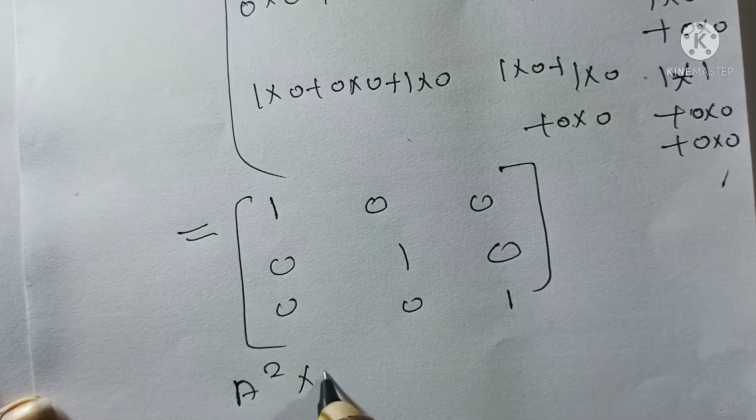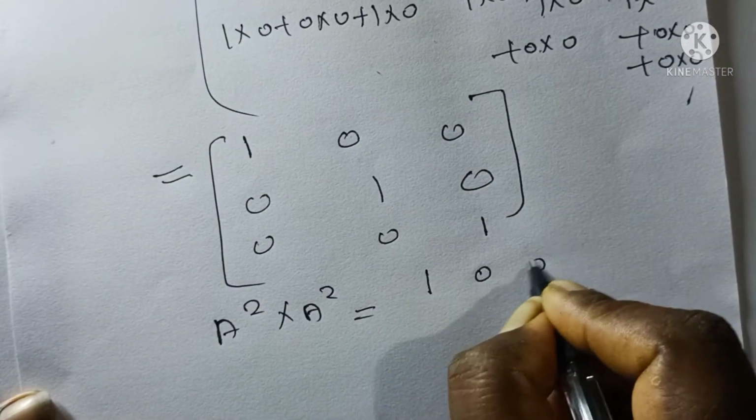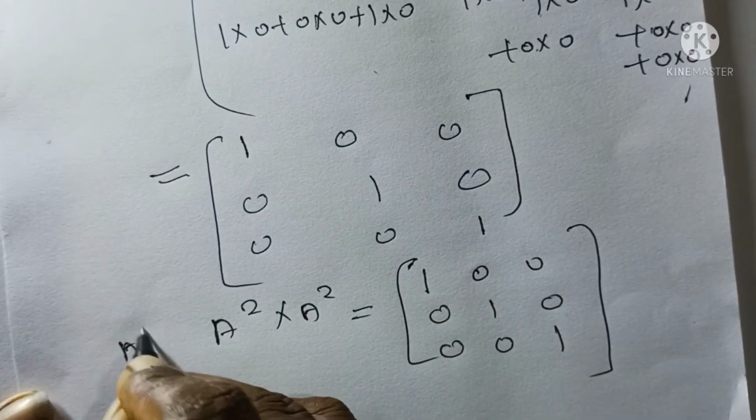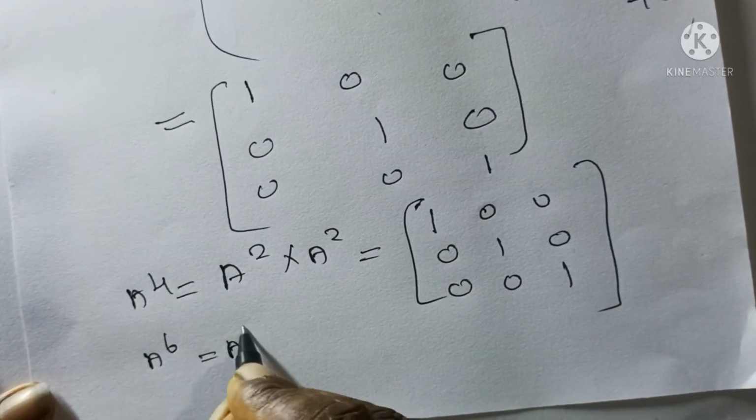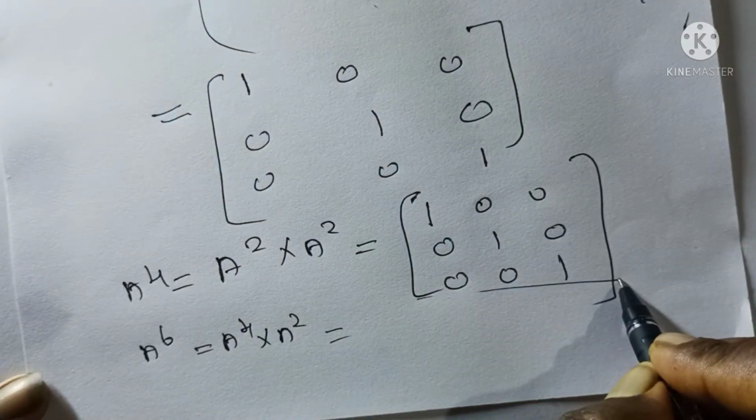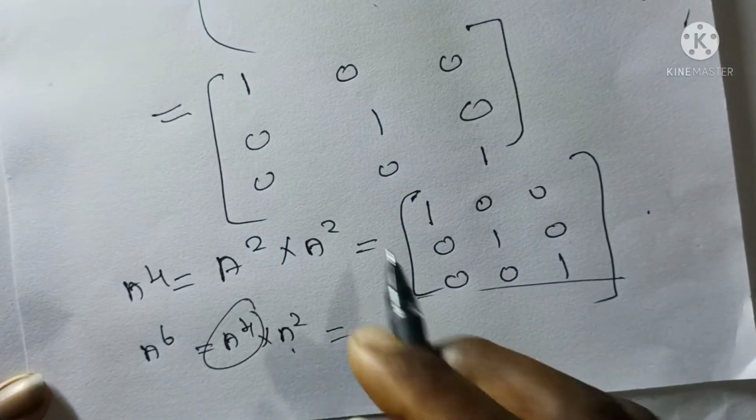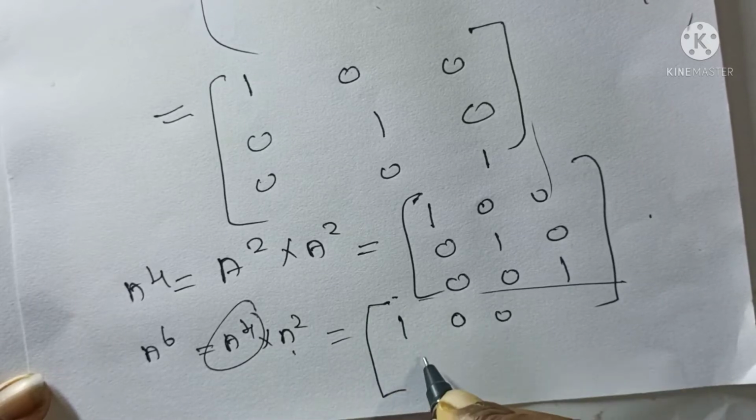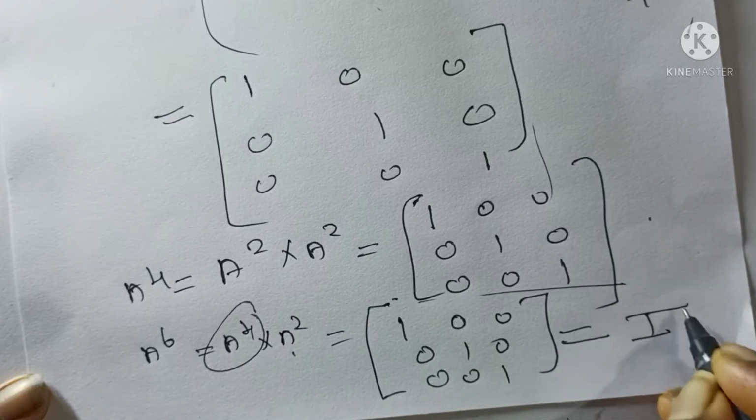So A square into A square is equal to again identity matrix, 1 0 0, 0 1 0, 0 0 1. Here A power 4 is equal to identity matrix. Then A power 6 is A power 4 into A square. Again we are going to multiply identity matrix into identity matrix. Here A power 4 is this identity matrix, A square is this identity matrix. So what is the answer? Again identity matrix only, 1 0 0, 0 1 0, 0 0 1.